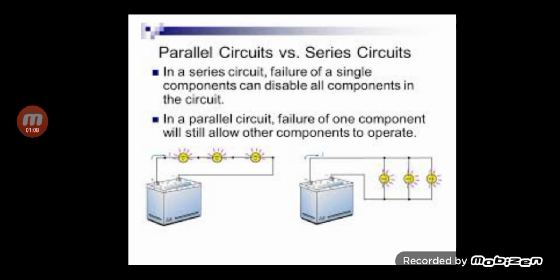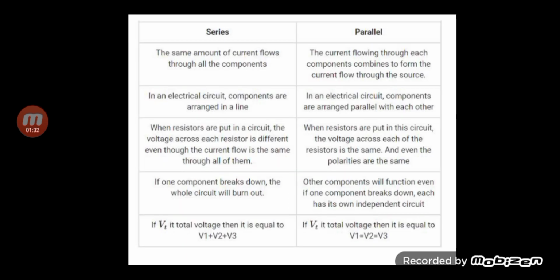In a series circuit, failure of a single component can disable all components in the circuit because it has only one path. Whereas in a parallel circuit, failure of one component will still allow other components to operate because in a parallel circuit, there are many paths for the flow of electrons. This is the difference between the series circuit and the parallel circuit.